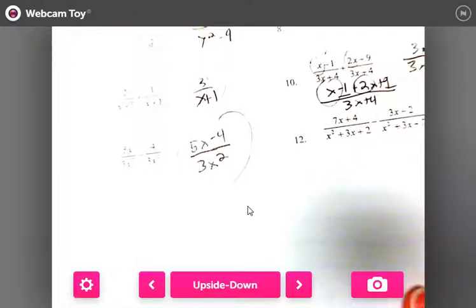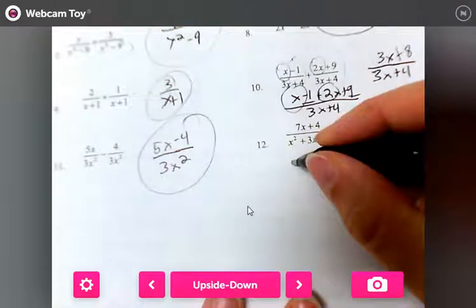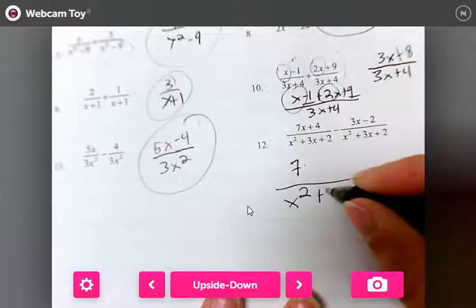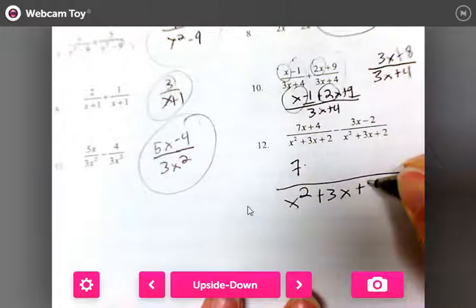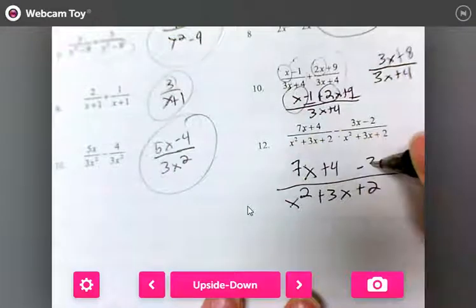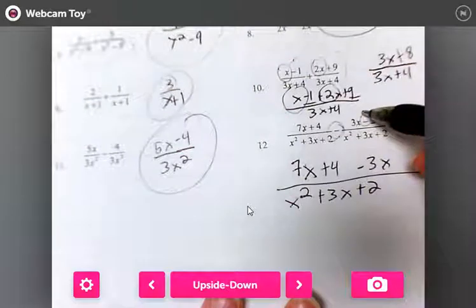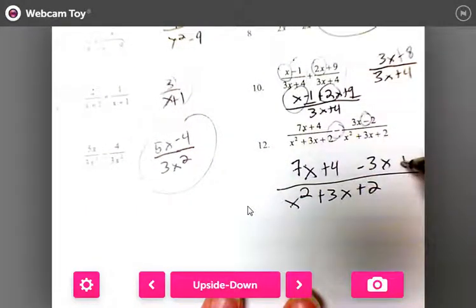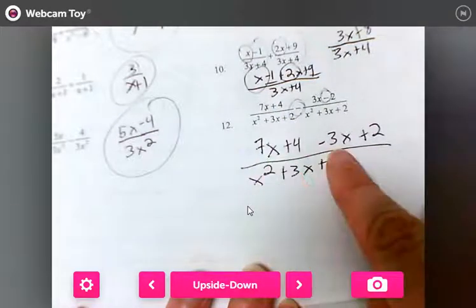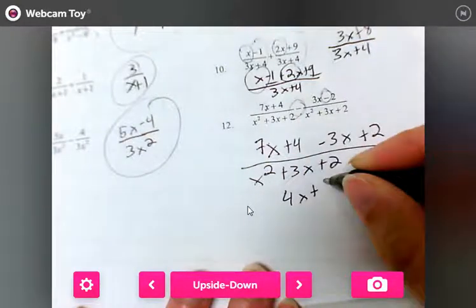Okay. We ready for 12? I'm going to put this all together first. I've got the bottoms are the same, so now I know my bottom is x squared plus 3x plus 2. On top, 7x plus 4 minus 3x minus a negative 2. This negative right here changes this sign right here, so it becomes a positive 2. Okay. 7x minus 3x is 4x. 4 plus 2 is 6.